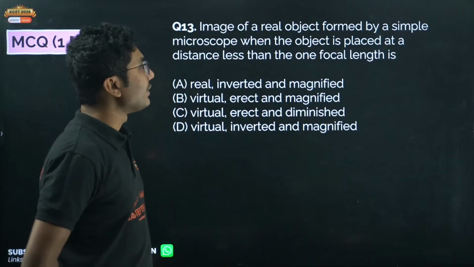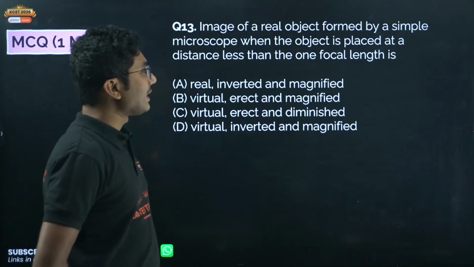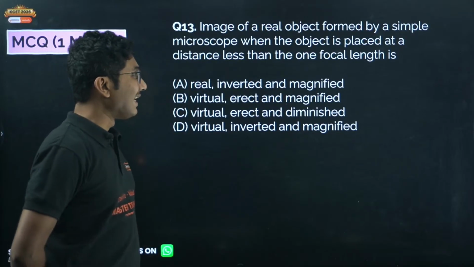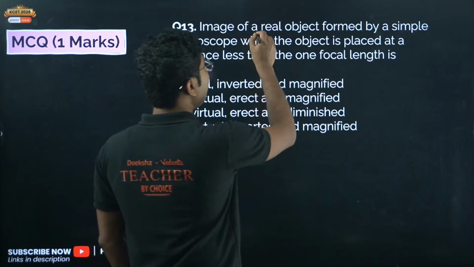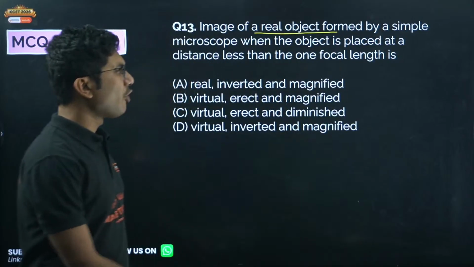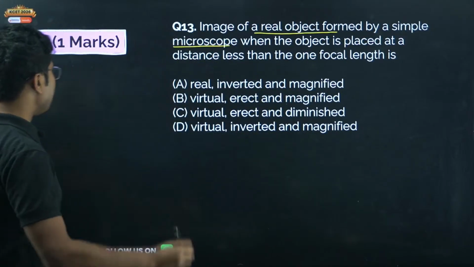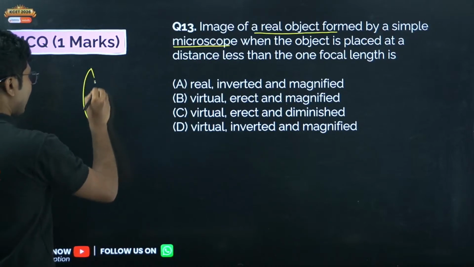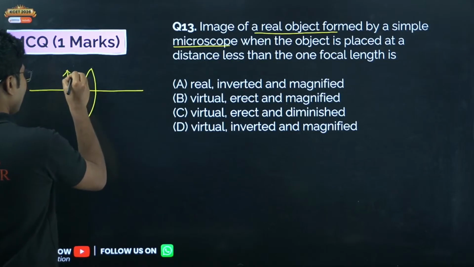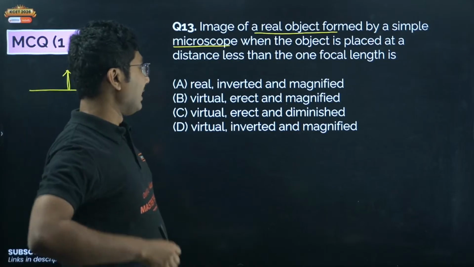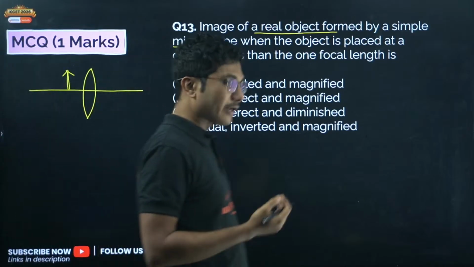Image of the real object formed by a simple microscope when the object is placed at a distance less than one focal length is. Real inverted, so image of a real object formed by a simple microscope. Simple microscope means what? Simple microscope means it's a convex lens, okay, and the object is placed at a distance less than the focal length. Less than the focal length, that is how our simple microscope works.